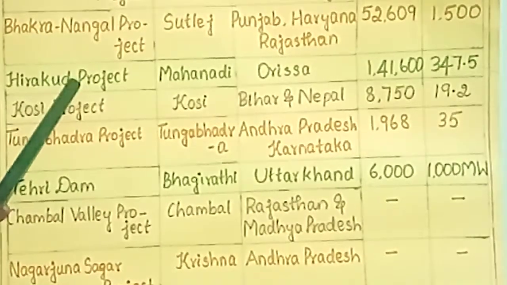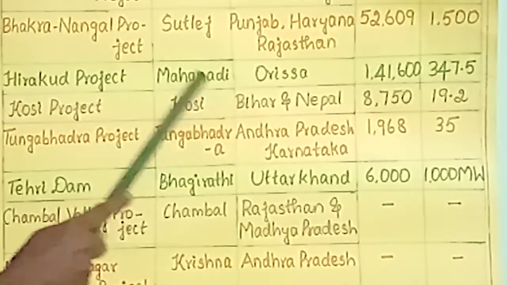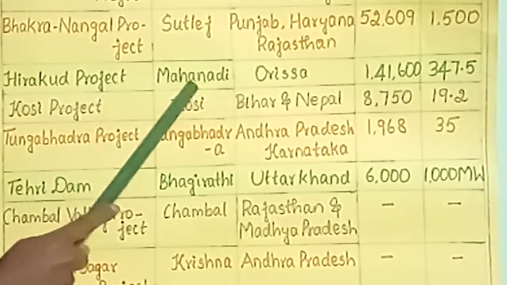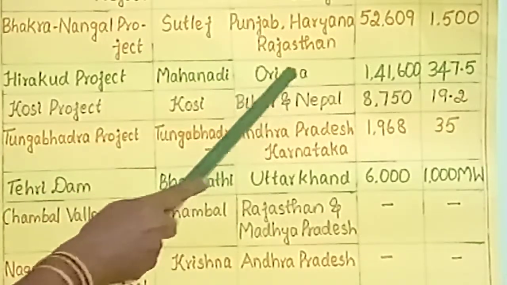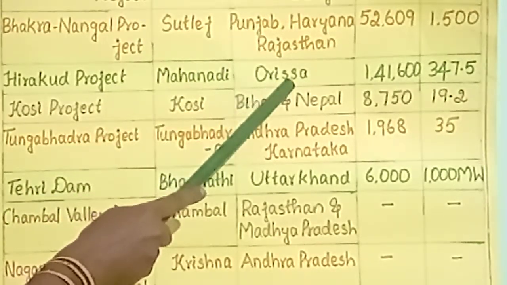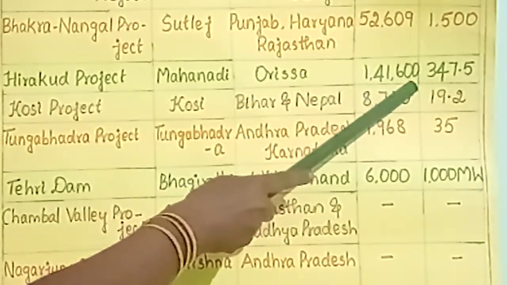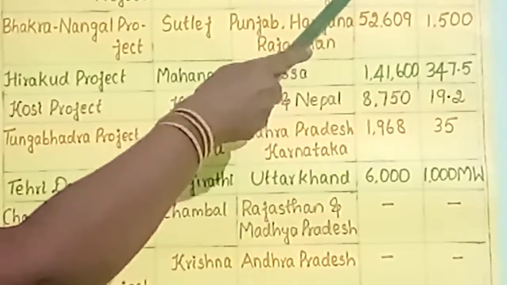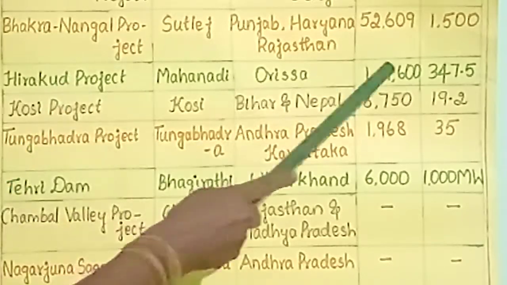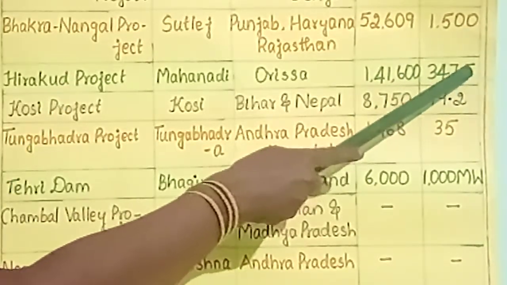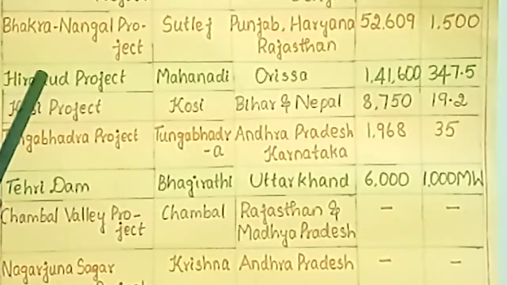It is a dam built across the river Mahanadi. The benefited state is Orissa. 1,41,600 square kilometers of area are irrigated through this dam's water, and also 347.5 megawatts of electricity are produced.